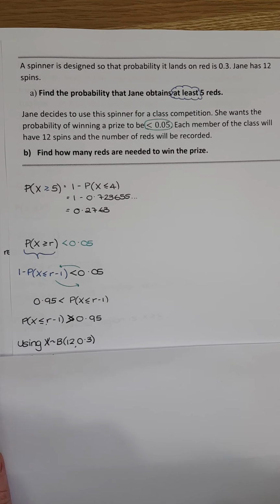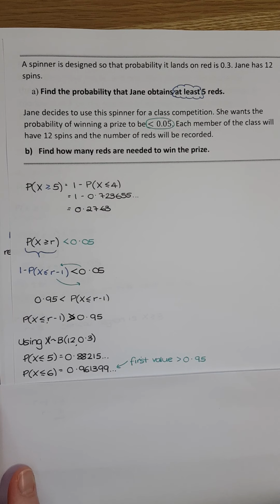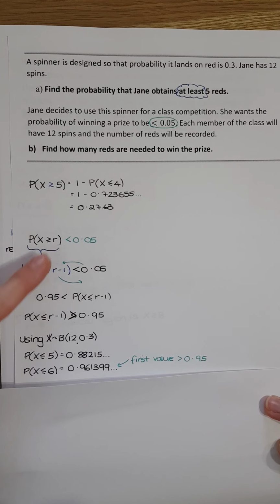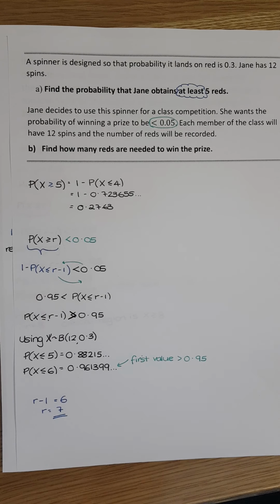Okay, so you can use your binomial distribution. If you tried x is less than or equal to 5, you'd get that probability. If you tried less than or equal to 6, you'd get that probability. Now we wanted one which was greater than 0.95. So the first value that is greater than 0.95 is your 6. The answer is not 6 because remember we changed it from r to r minus 1. So 6 is your r minus 1. So your final value has to be 7.